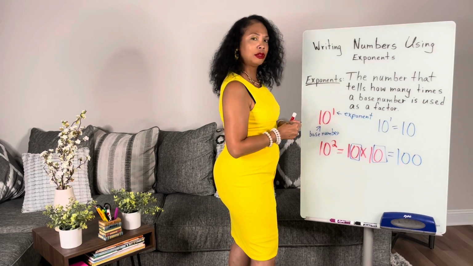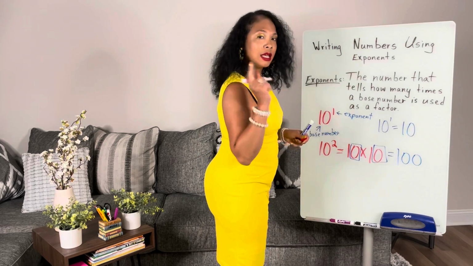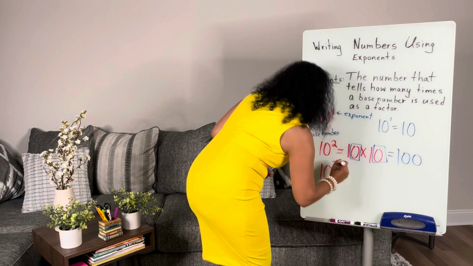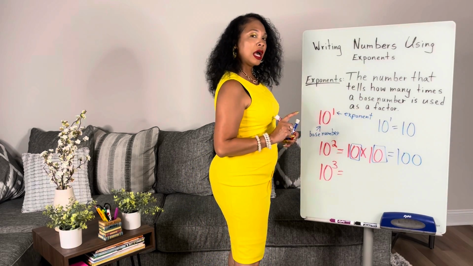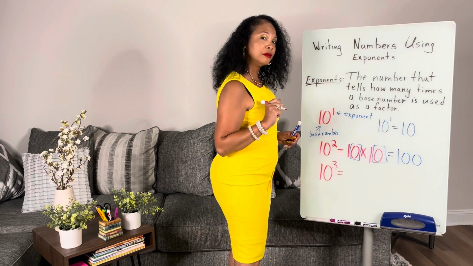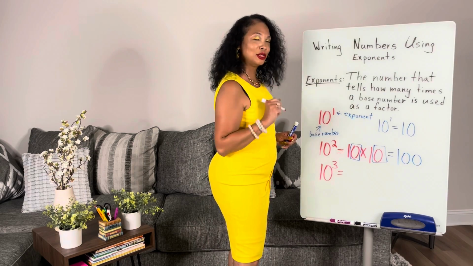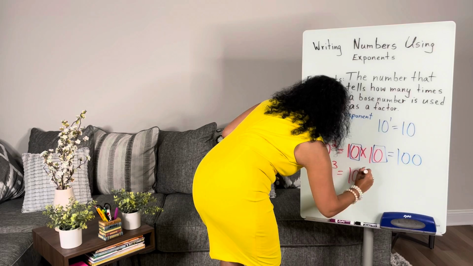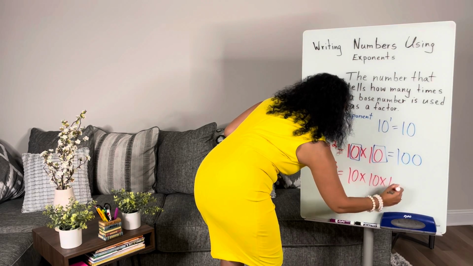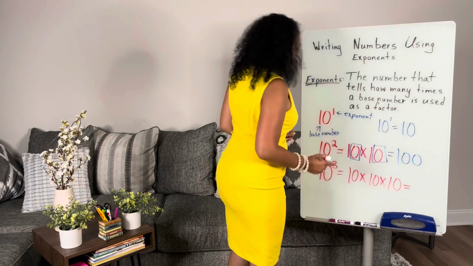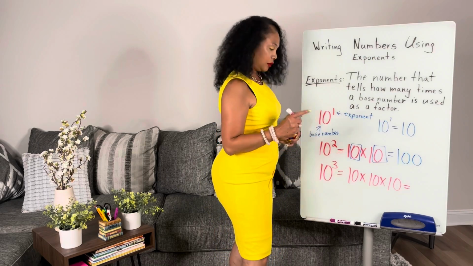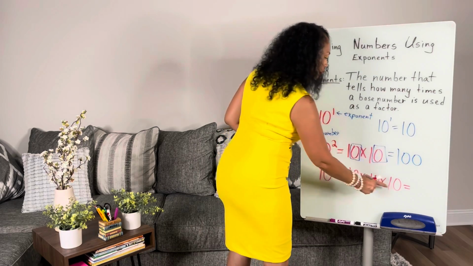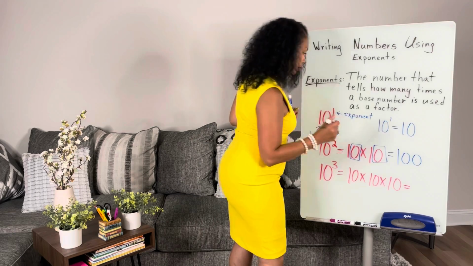Let's try that again with 3. Okay, we're going to use the exponent 3. So that would be 10 to the third power. How many times do we have to multiply? That's right, 3 times. We're going to multiply 10 3 times. 10 times 10 times 10 equals, what does it equal? Well, 10 times 10 equals 100, right? And so 100 times 10 equals 1,000.